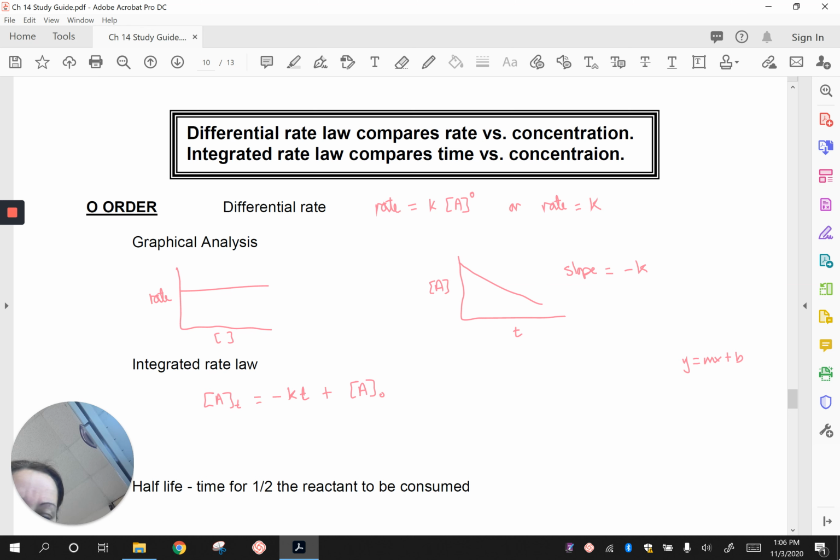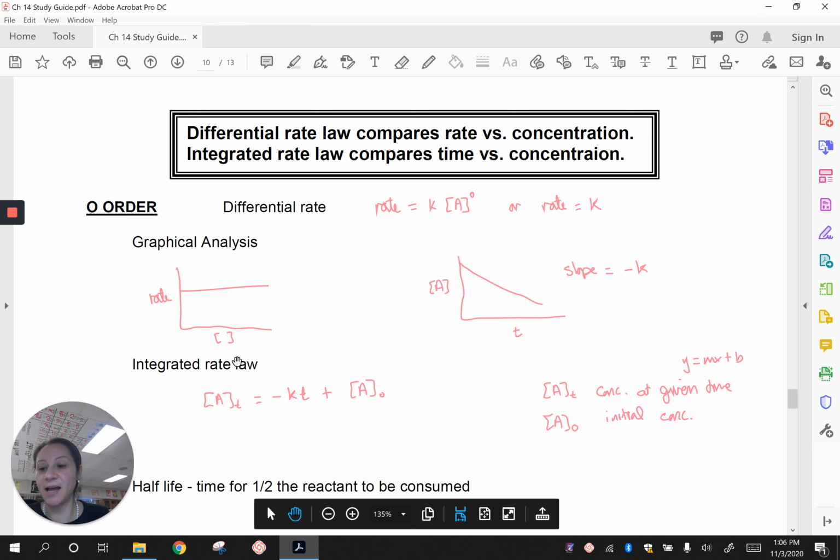I'm going to write it down here that this means concentration at a given time versus A naught, which is the initial concentration.